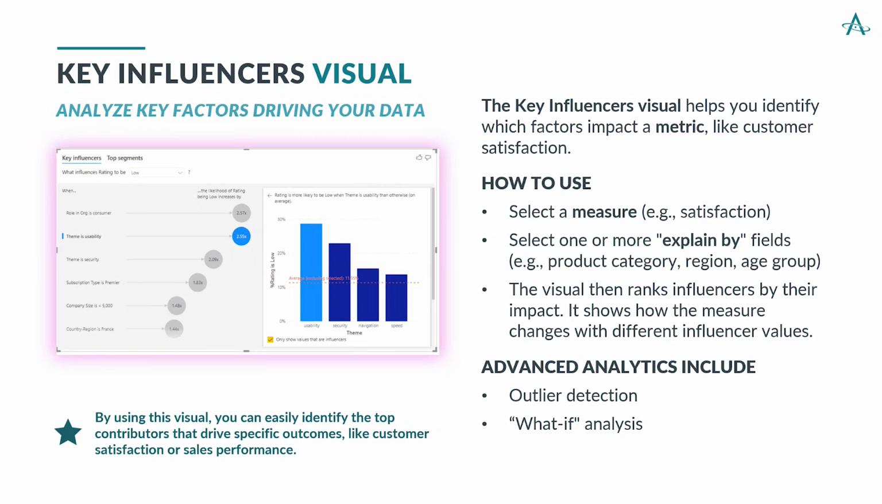You can also use the Key Influencers visual to perform additional analysis such as finding outliers or performing what-if analysis. To do this, you need to enable the Advanced Analytics option in the visual settings and select a scenario from the drop-down menu. The visual will then show you additional insights based on the selected scenario.